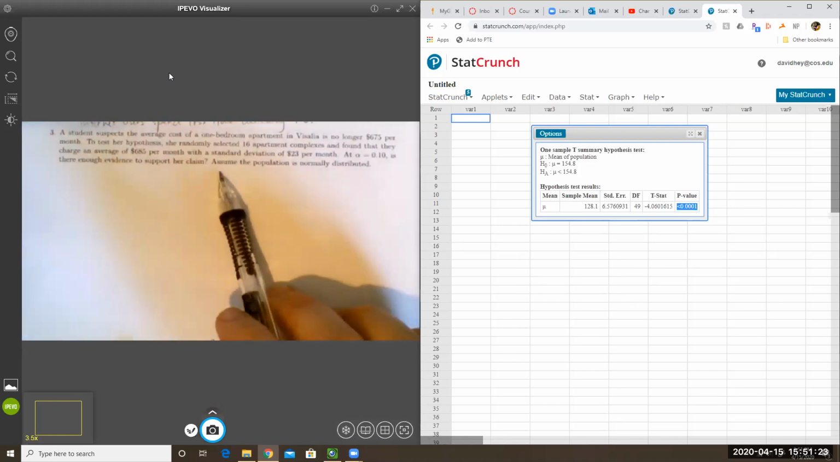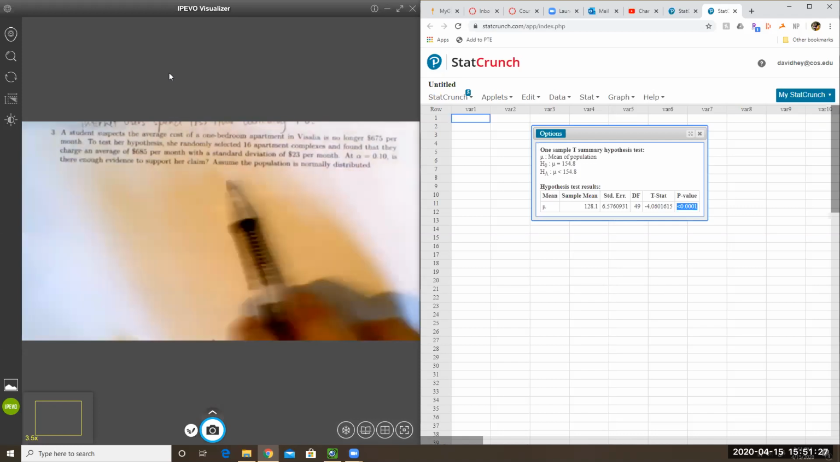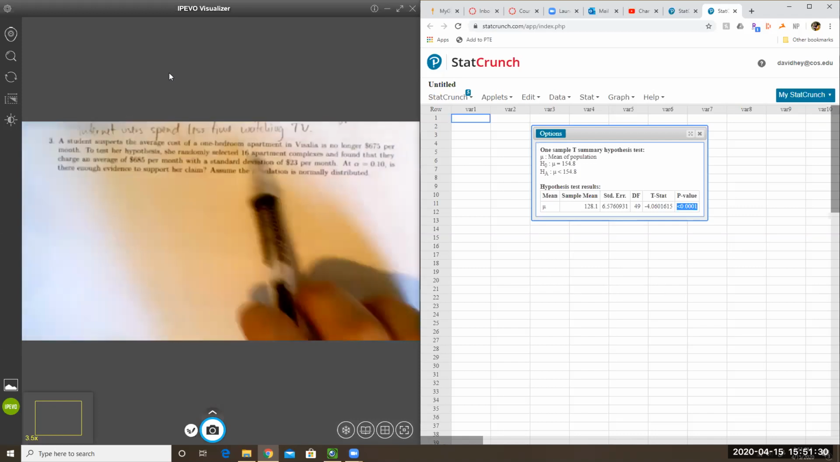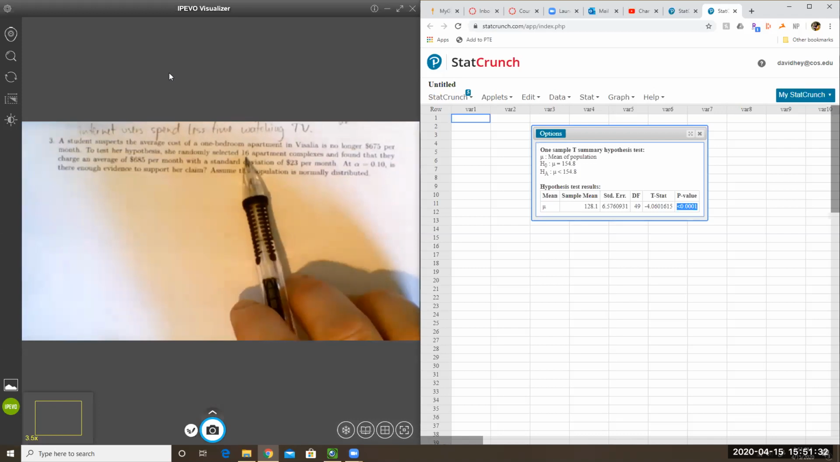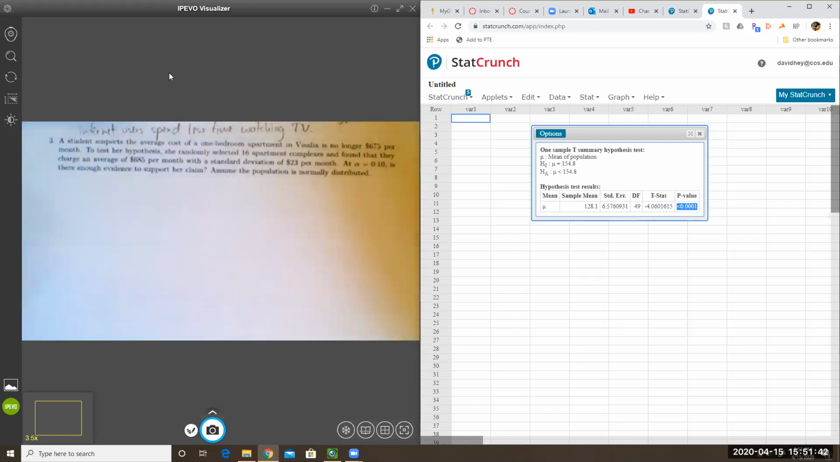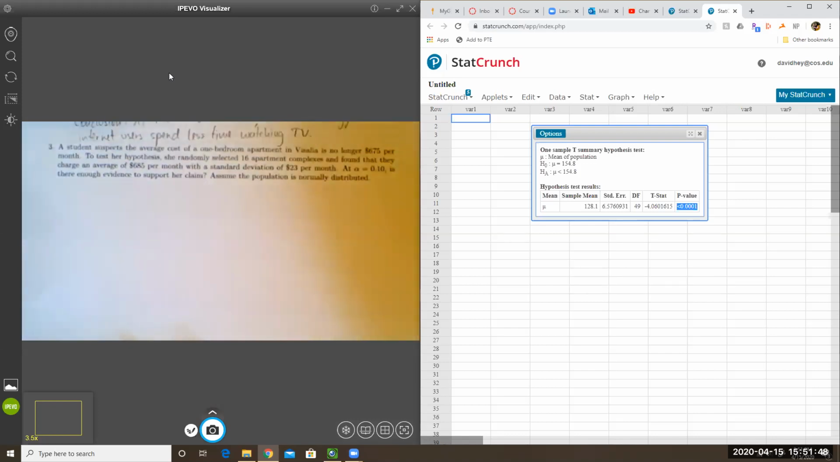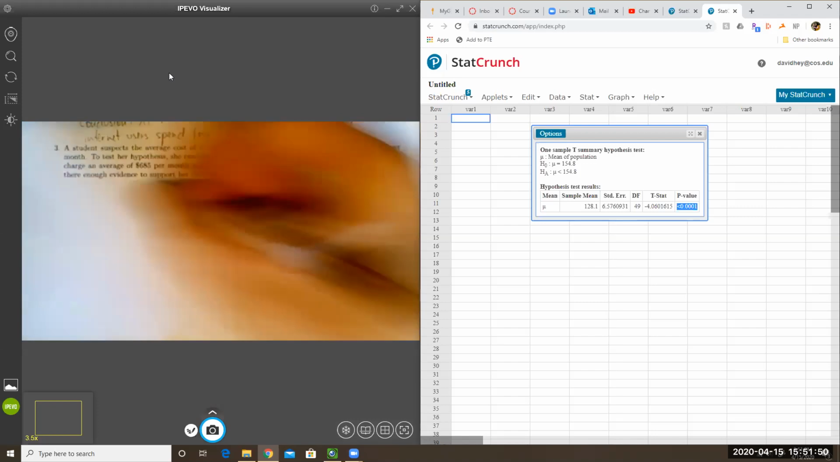Now here it says, assume the population is normally distributed. And they have to tell us that because our sample size is not big enough for us to run this test unless we're allowed to assume that the population is normally distributed. So it's good that they're giving us this information. Otherwise, we wouldn't be able to run the test. But we can run the test because they tell us the population is normally distributed. So we'll go ahead and do so, right?